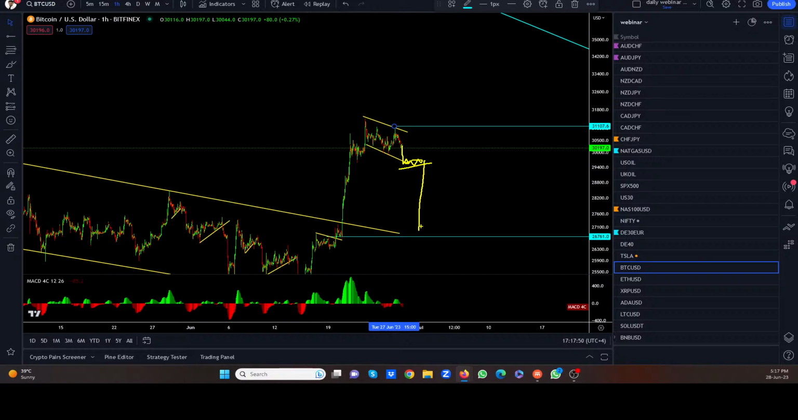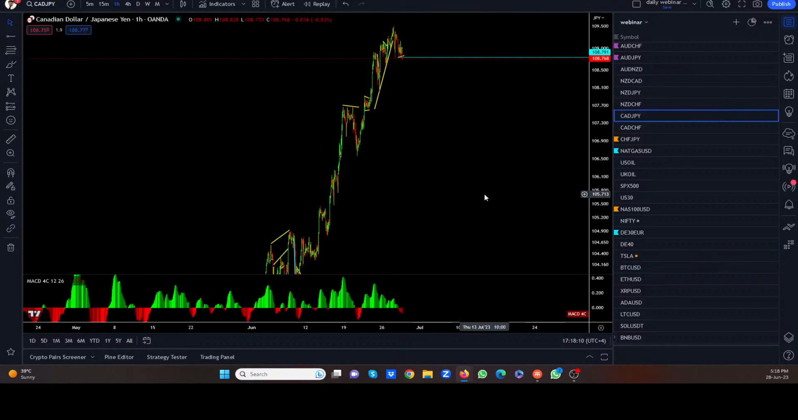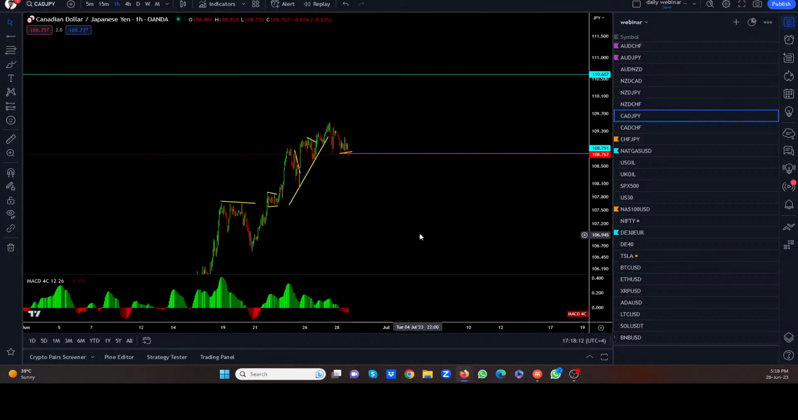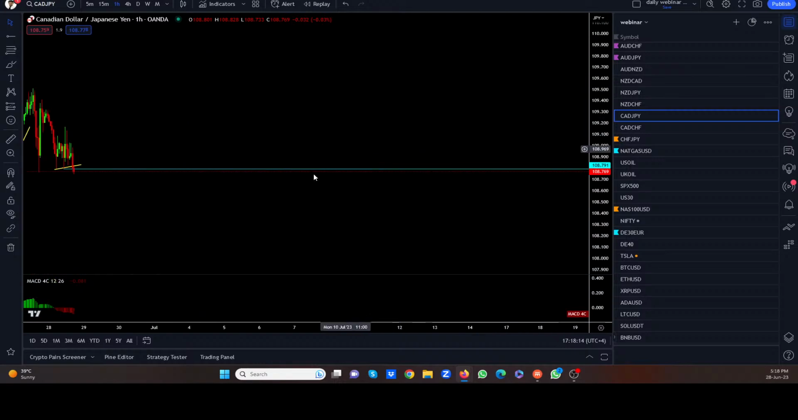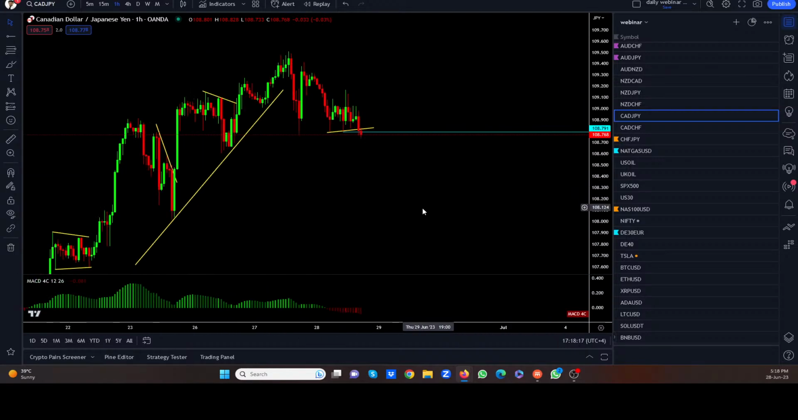Oil, Canadian, New Zealand CAD. Let's go look at them. Let's start with the ones that are closer. The closest one is the Canadian. Okay, that's a sell. Canadian is a sell you can actually take right now.